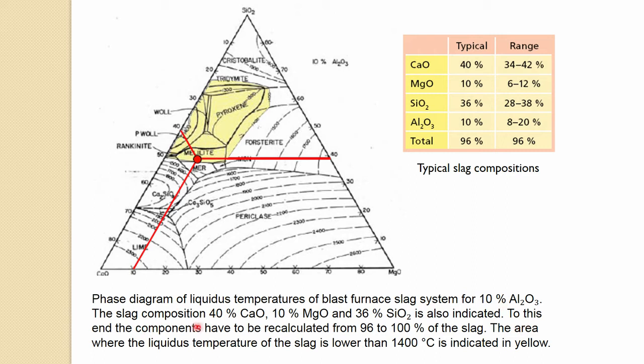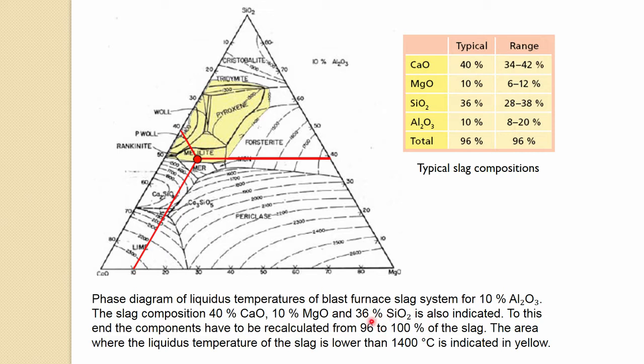To this end, the components have to be recalculated from 96 to 100% of the slag. The area where the liquidus temperature of the slag is lower than 1400 degrees Celsius is indicated in yellow. So, the typical slag composition is about 40% CaO, 10% MgO, 36% SiO2, 10% Al2O3. That is how we put it.